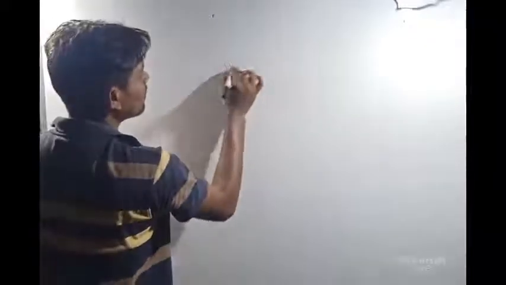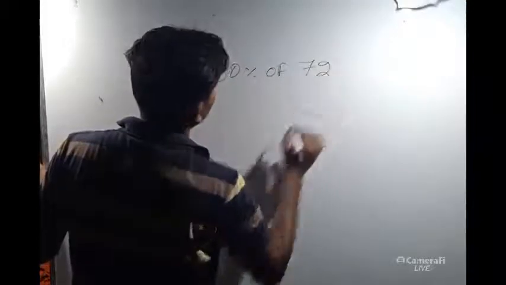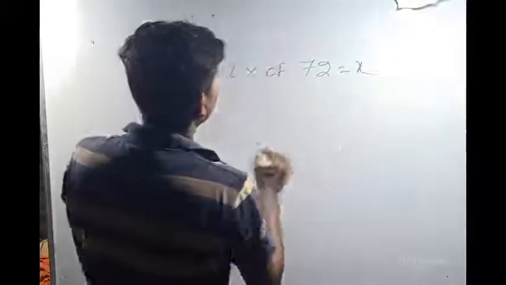30% of x equals 72. Simple question. 30% of 72 equals x. Then x equals what?